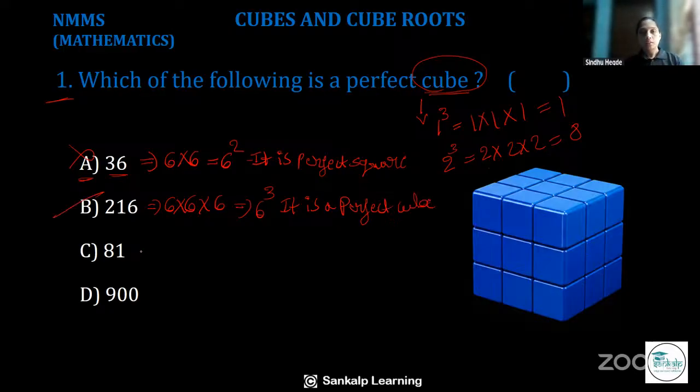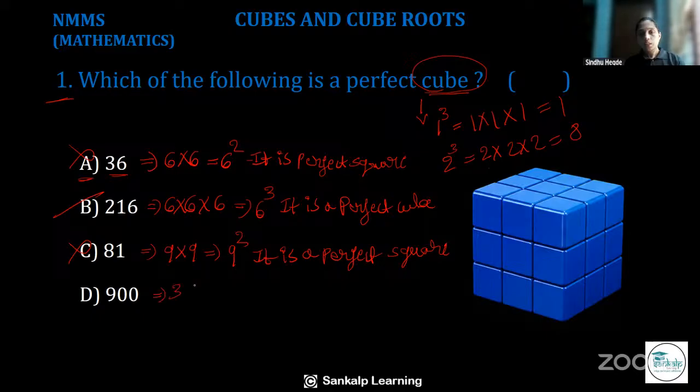Then 81. Actually, it is 9 into 9. 9 nines are 81. This is 9 square value. But it is a perfect square, not a perfect cube. So, this is wrong.